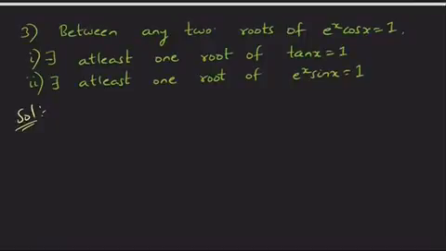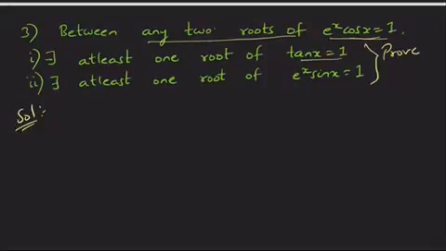Okay, this is a very interesting and very nice question. You will learn a lot in this example. It says that between any two roots of the equation e power x cos x equals 1, we need to prove that there exists at least one root of tan x equals 1 and there exists at least one root of e power x sin x equals 1.